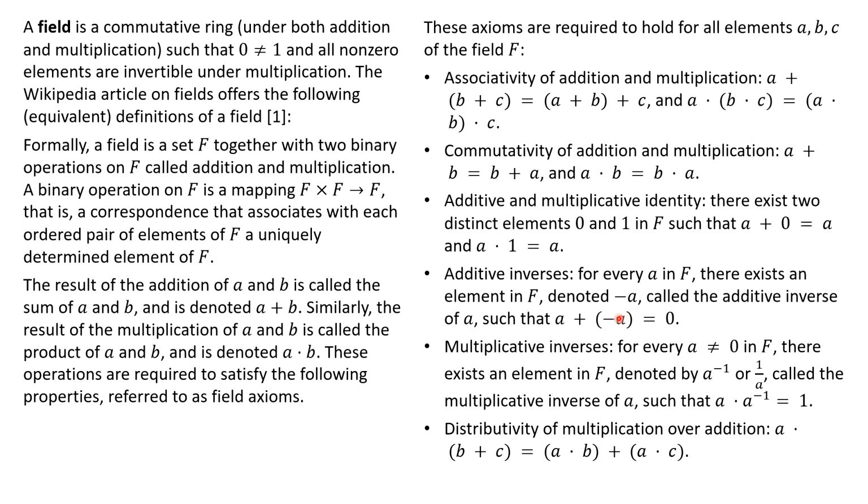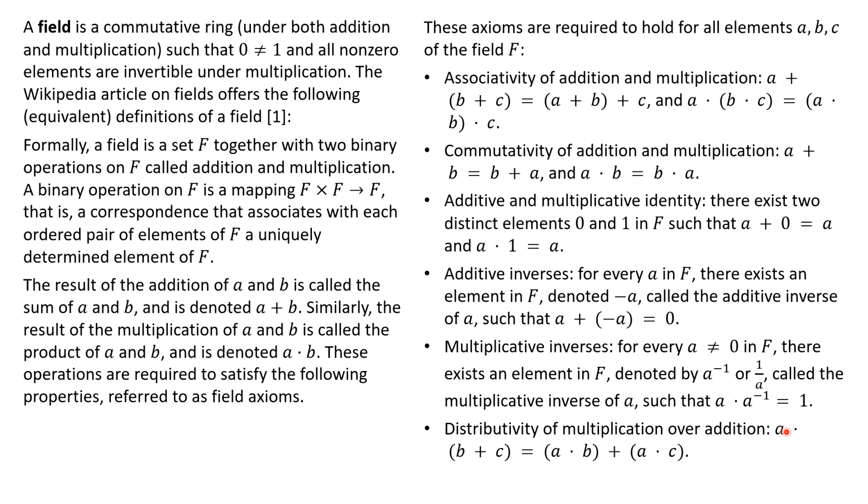Additive inverses. So for every element A, there's an additive inverse. Then multiplicative inverses, that's something we don't require for rings. So for every non-zero element in F, there's a multiplicative inverse, written this way or this way, such that when you multiply A times A inverse, you get 1, or because of commutativity, if you multiply A inverse times A, you also get 1. Then we have the distributive law, written here.